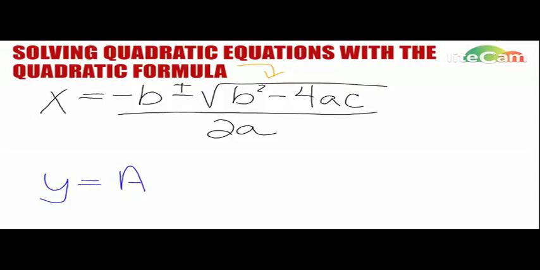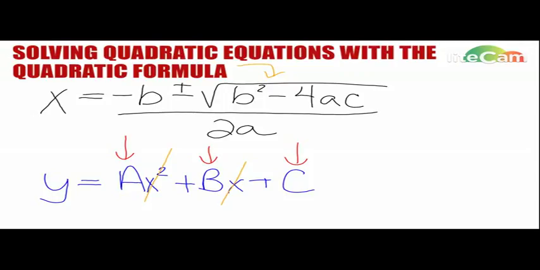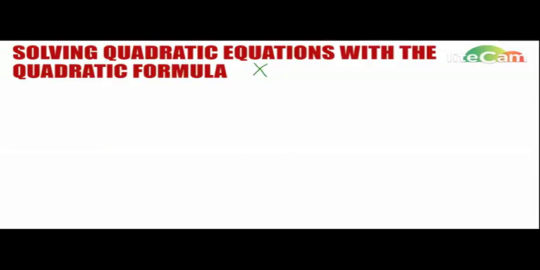Now, to find the a, b, and c, I'm going to use the standard form of the equation, ax squared plus bx plus c, where a is the coefficient of x squared, then b, and then c. When you're plugging in the numbers, don't plug in the x's. That's why I'm crossing them out. You just plug in the numbers a, b, and c into the quadratic formula. All right, let's go ahead and try this. In this example, we're going to write out the quadratic formula again so I have it to look at.